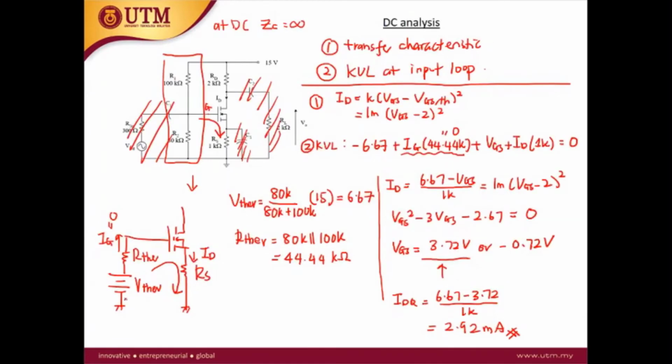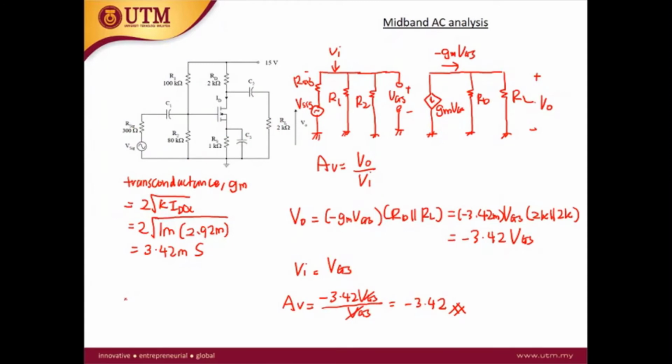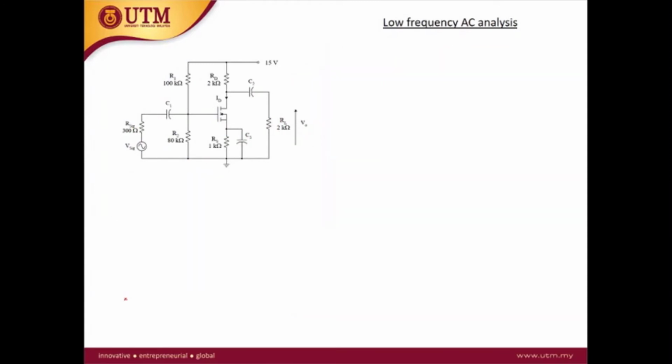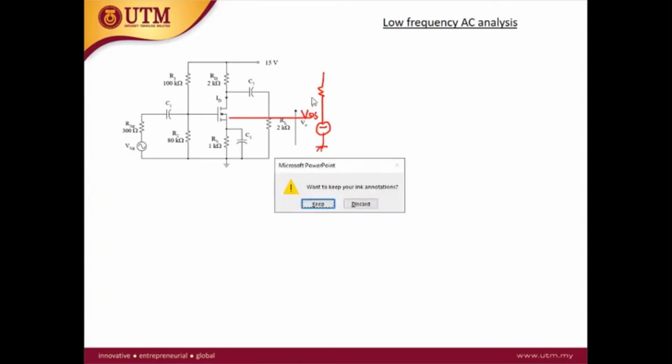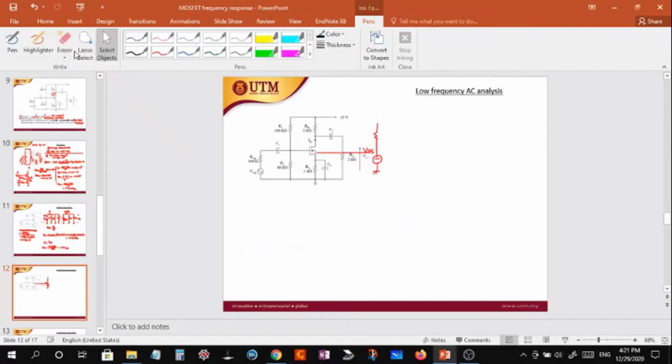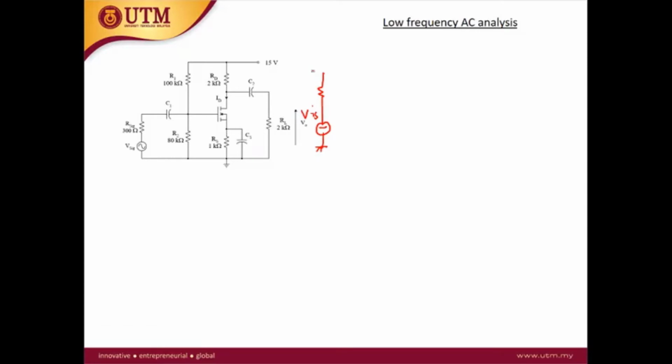Okay, at low cutoff frequency, the coupling and bypass capacitors will affect the performance of the amplifier. So the equivalent circuit will look like this. This is your V signal, and then this is your R signal, C1.